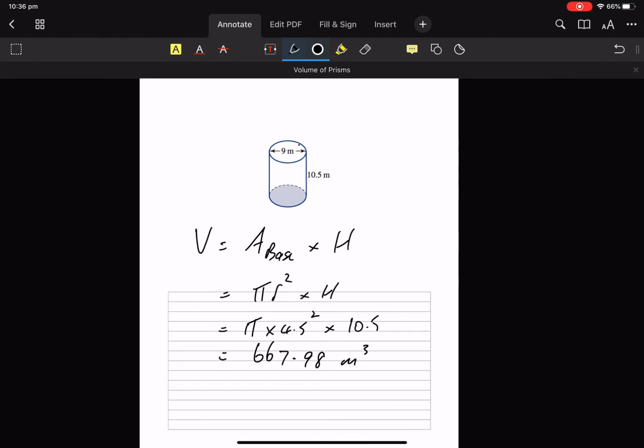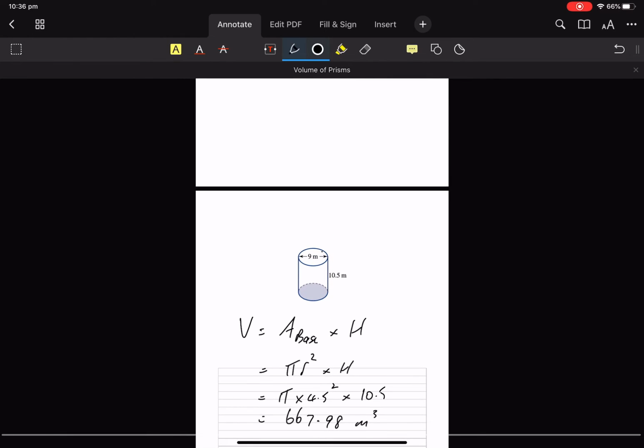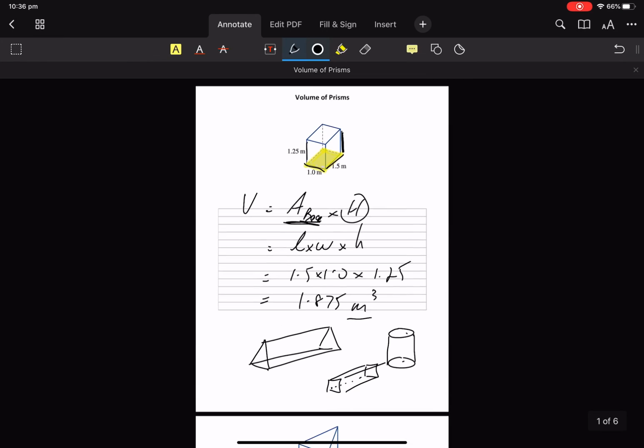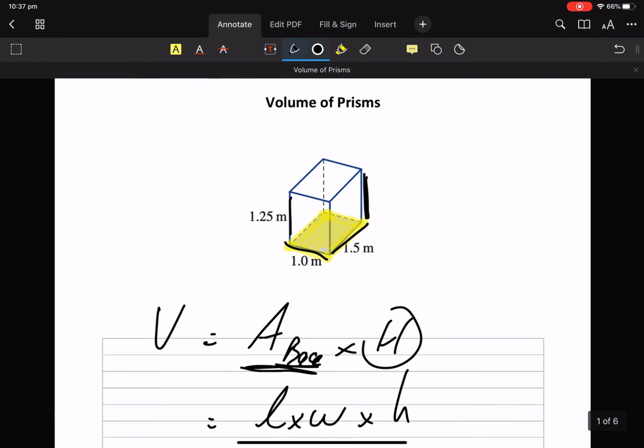Volume of prisms. You just got to identify what the base is, calculate the area, multiplied by the height. Do lots of practice, please. These are harder than they look.